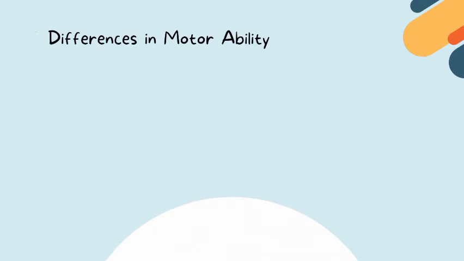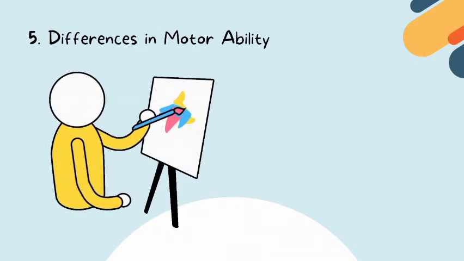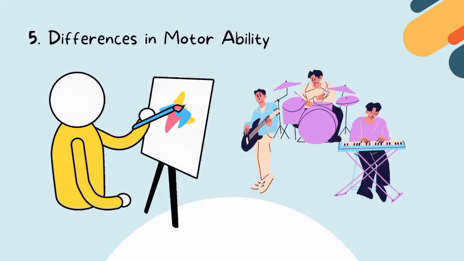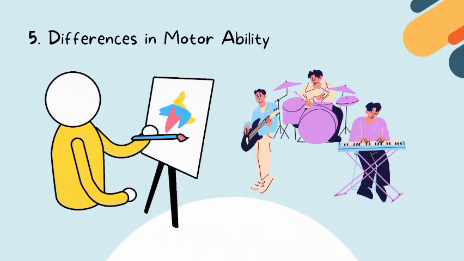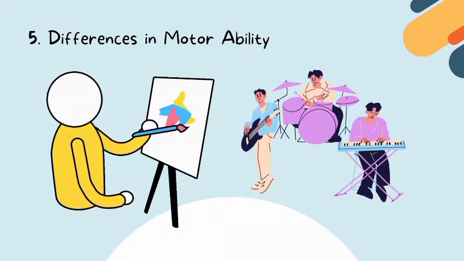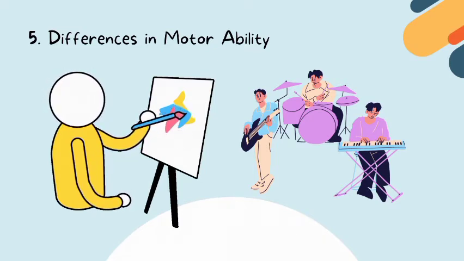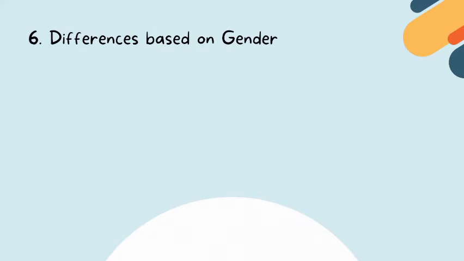Fifth one is differences in motor ability. There are differences in motor ability. These differences are visible at different ages. Some people can perform mechanical tasks easily, while others, even though they are at the same level, feel much difficulty in performing the tasks.